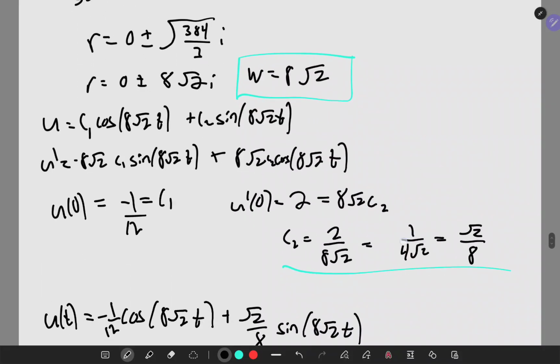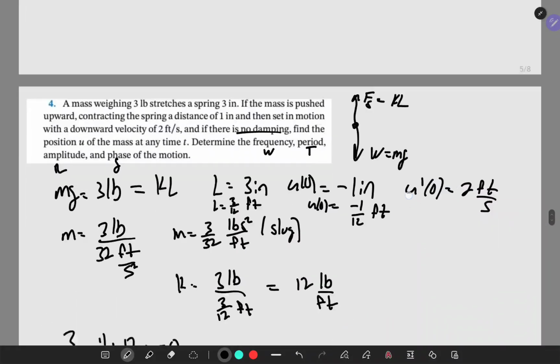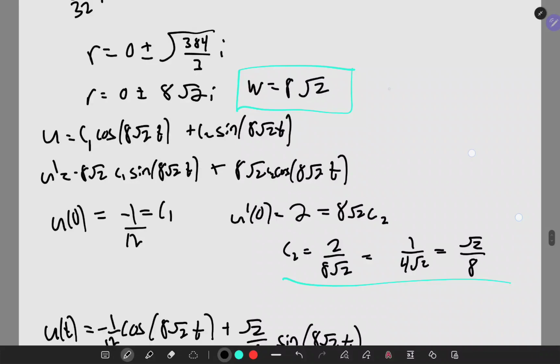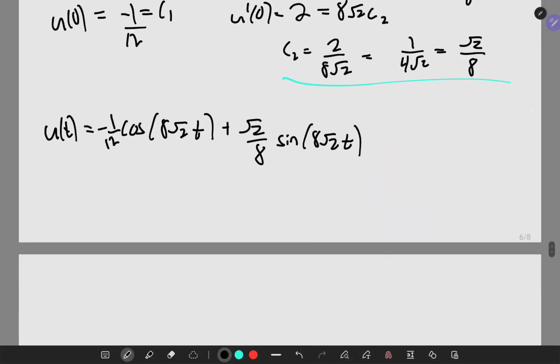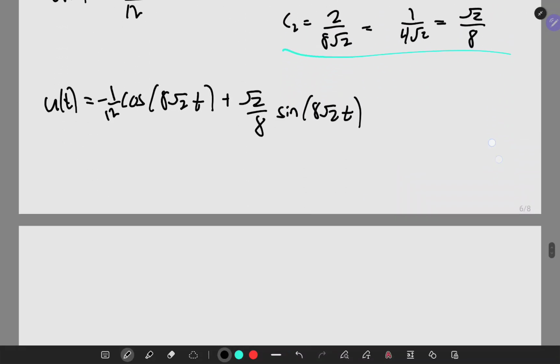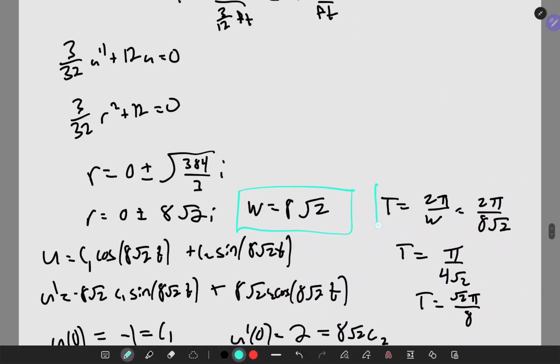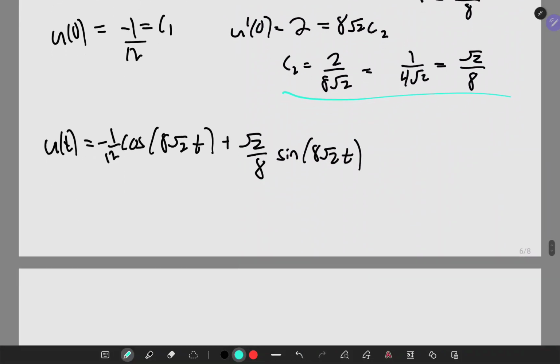So we have a frequency, we have our thing. We need our period, amplitude, and phase. So the period is easy. Period is just 2 pi over w, which is just... So the period would be pi over 4 root 2, or it could be root 2 pi over 8. So now we have a period, we have our frequency, and we have a function. We have a position with respect to time.